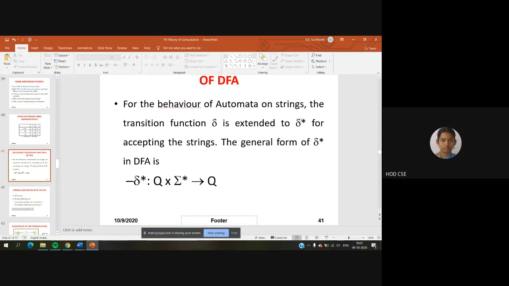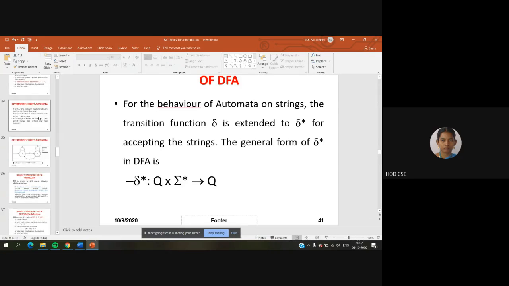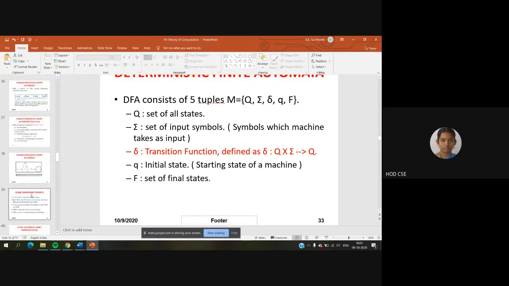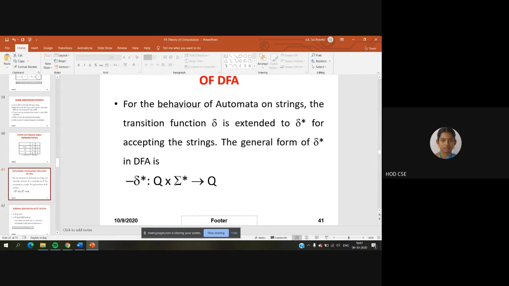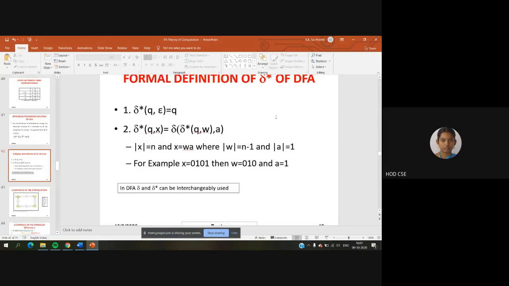Any symbol can be used. In delta star, the second argument is different. Normally in delta, the second argument is sigma, that is the input alphabet. But in the extended transition function, the second argument is sigma star, because it is a string. So this is the formal definition of the extended transition function.